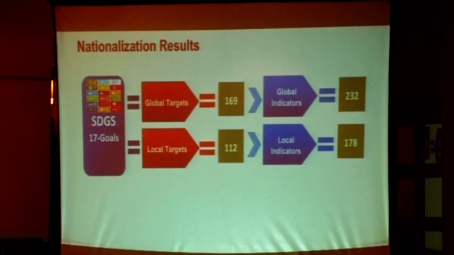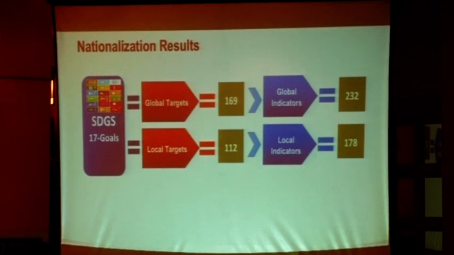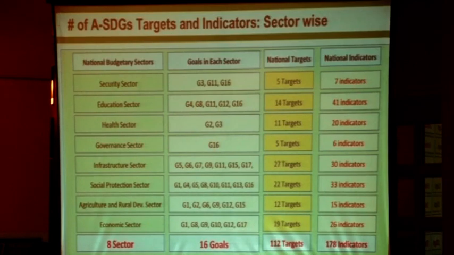At the global level we have goals, and under them we had nationalized targets and indicators. There are a lot of differences. You can see that we actually have 112 targets and 178 indicators from 2032. This is actually the result of the whole process.